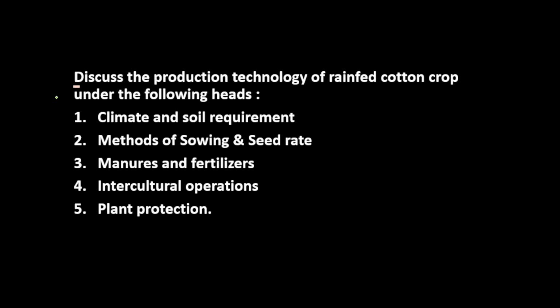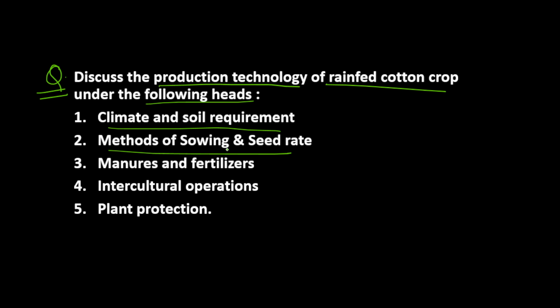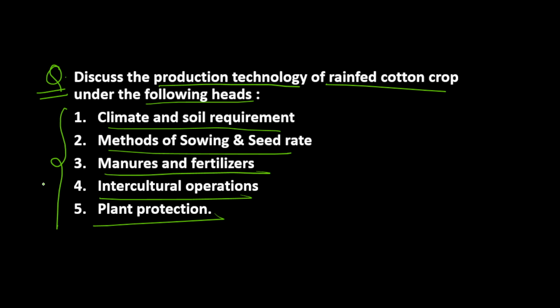So today we are going to discuss the next question of our agriculture optional answer writing practice series. The question for today is: discuss the production technology of rain-fed cotton crop under the following heads, that is climate and soil requirement, methods of sowing and seed rate, manures and fertilizers, intercultural operations, and plant protection. So, under these heads, we have to discuss the cultivation technology or production technology of cotton crop.